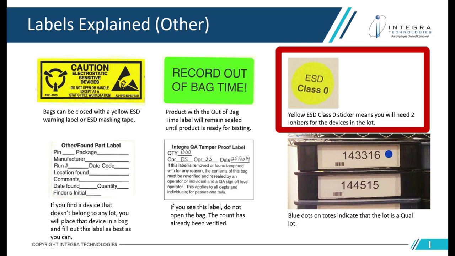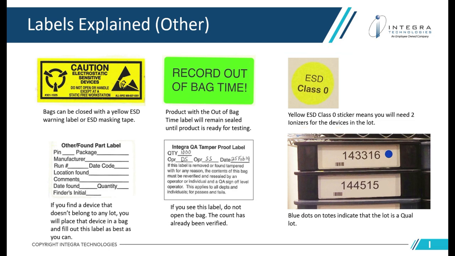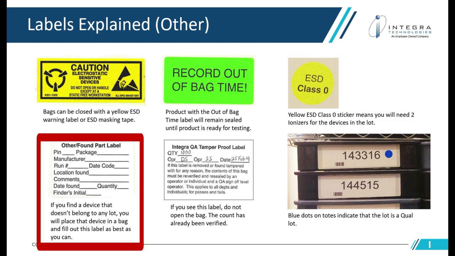The ESD Class 0 yellow dot is your next label we're looking at. This will be placed on the outside of totes to easily identify a lot that requires 2 ionizers for the devices within that lot. The other found part label would be placed on the outside of an ESD safe bag for any device or devices that have been found.